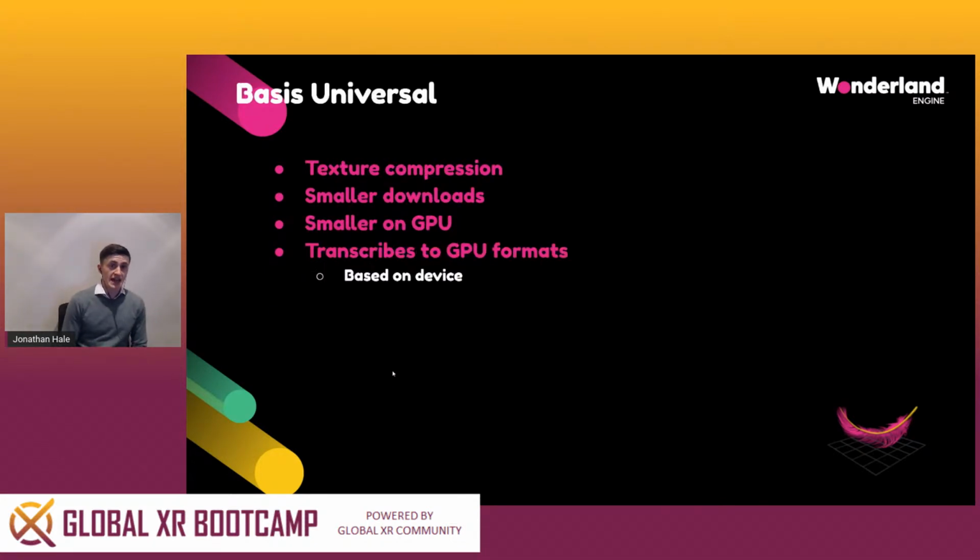Basis Universal is a texture compression format that is not only smaller to download, because it has the size, for example, of a JPEG, but it's also smaller on the GPU.